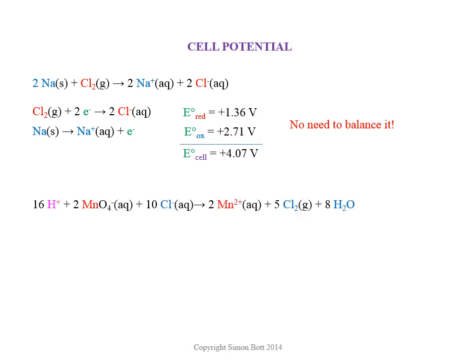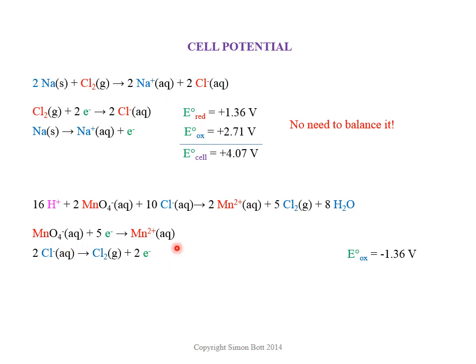Let's do the other one that we just balanced. Look it up in our little book, and we want the reduction potential for manganate. Permanganate plus 5 electrons goes to Mn2+. We want the oxidation potential for chloride. Well, the oxidation potential for chloride is easy. It's just negative 1.36 volts.